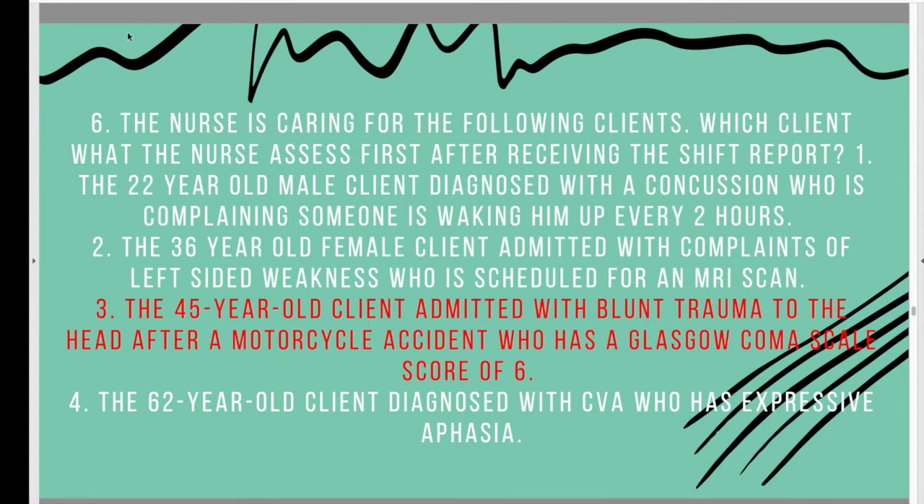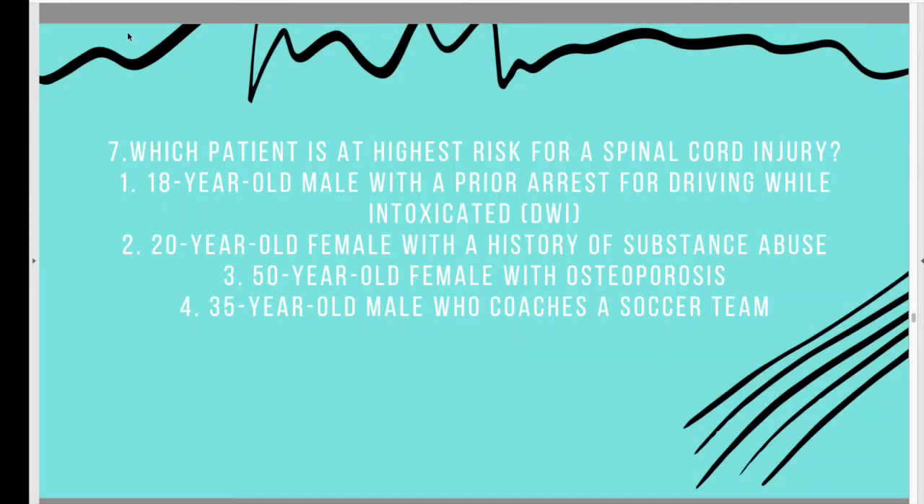Now let's move on to number 7. Which patient is at highest risk for a spinal cord injury? 1. 18-year-old male with a prior arrest for driving while intoxicated. 2. 20-year-old female with a history of substance abuse. 3. 50-year-old female with osteoporosis. 4. 35-year-old male who coaches a soccer team.